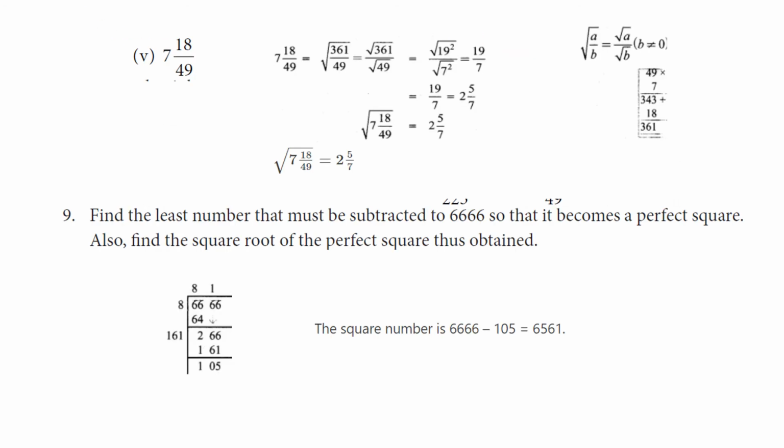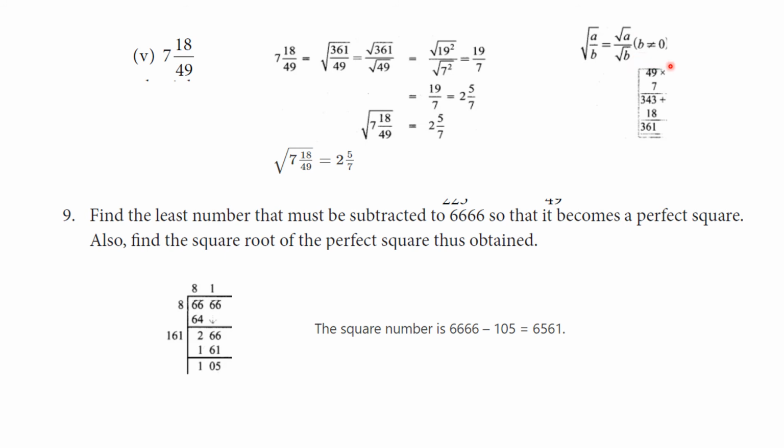Next, 7 1/8 by 49. So this is the mixed fraction. First you convert it into an improper fraction: 49 7s are 343, plus 18, 361 by 49. Use this formula: square root of a by b equals square root of a by square root of b, where b is not equal to 0.